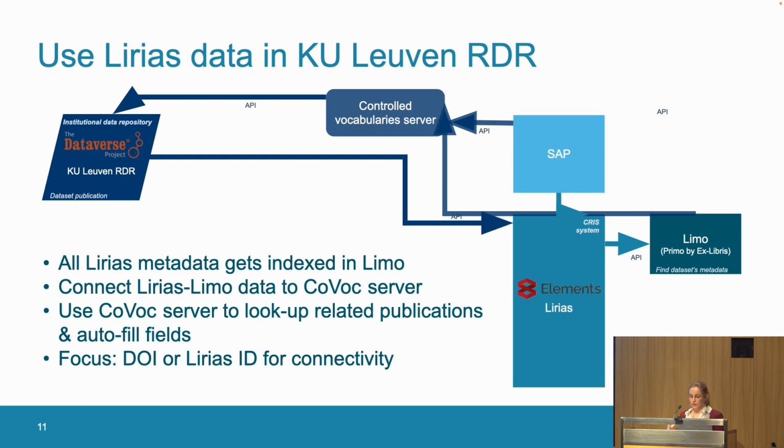We set up a lookup using a COVOC server or controlled vocabulary server, which allowed us to, instead of having to manually enter the citation and the DOI and such, look it up if that publication was already in Lyrias. How did we do it? Well, we already had a discovery platform using Limo, which is part of the Ex Libris software Primo, and it has a really great search API, so we use that.